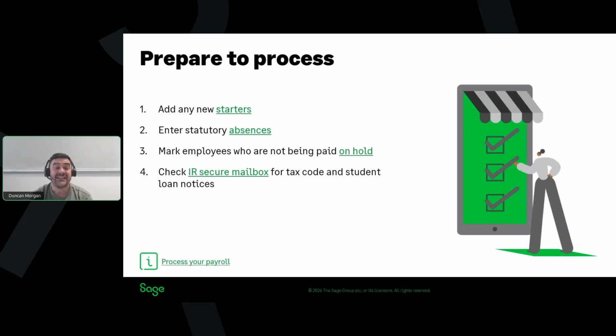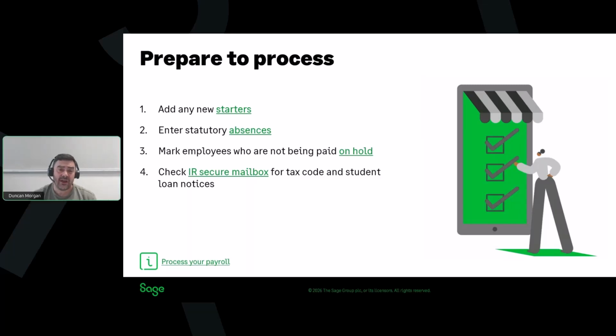Second step is to enter any statutory absences, for example, sickness, maternity, or paternity leave, so that payroll can accurately calculate the statutory payment that's due. Step 3 is to mark any employees who are not currently being paid on hold. So this could be casual staff that don't work each pay period or employees currently on unpaid leave. And step 4 is to check your secure mailbox for the most up-to-date tax code and student loan notices. If you receive those online, you can use the integrated mailbox in Payroll to both view and apply those notices.